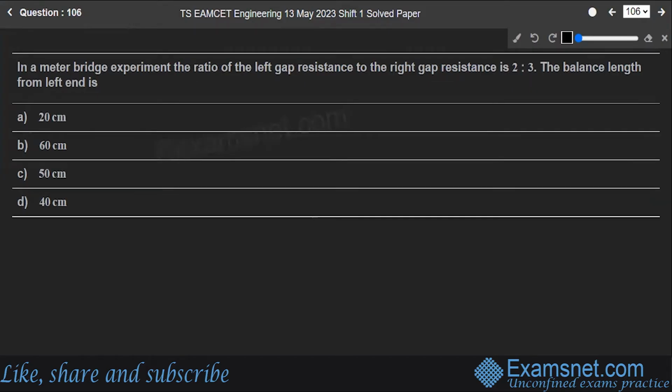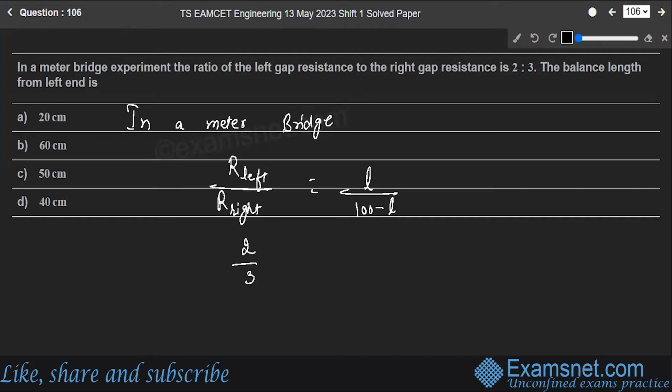Okay, see, we know that in a meter bridge, our left upon our right is given by length upon 100 minus length. Now, in this question, you are given that the ratio of the left gap resistance to the right gap resistance is 2:3. So this is equal to 2:3. This is L upon 100 minus L.